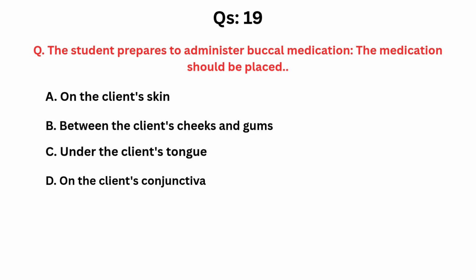Question number 19. The student prepares to administer buccal medication. The medication should be placed. Option A, on the client's skin. Option B, between the client's cheeks and gums. Option C, under the client's tongue. Option D, on the client's conjunctiva. The right answer is option B, between the client's cheeks and gums.